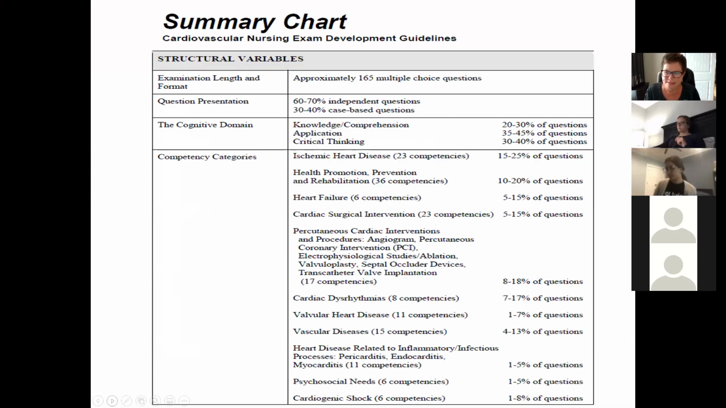So this is important. This comes directly from CNA. And so guess what? The exam you're writing is the longest exam of all of them. So 150 questions is the average. Yours will be around 165.